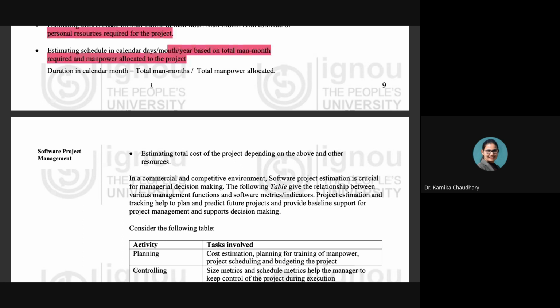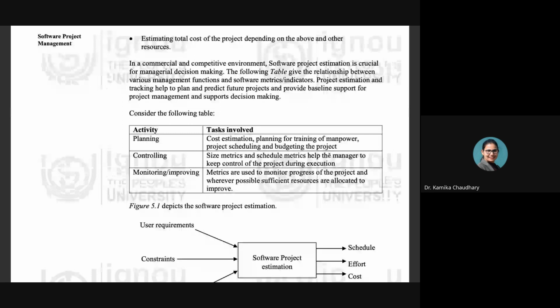So in the case of the planning activity, these are all the tasks that are involved. What are all the tasks? Planning means software planning, right? So the tasks involved are cost estimation, planning for training of the manpower, project scheduling, and the budgeting of the project, right? In the activity controlling, these are all the things that are being involved.